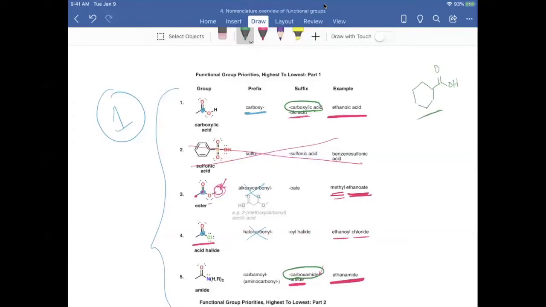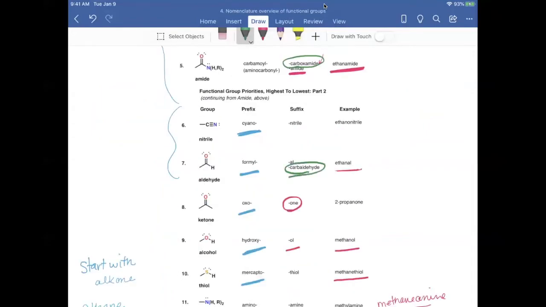And same with carboxamide. These 2 names circled in green are if you have a functional group that's outside of the main parent chain. And same with aldehyde. Carbaldehyde would go if you had a cyclohexane with an aldehyde out here. That would be cyclohexane carbaldehyde. Whereas if you had the straight chain with the aldehyde on the end, that is just going to be hexanal.